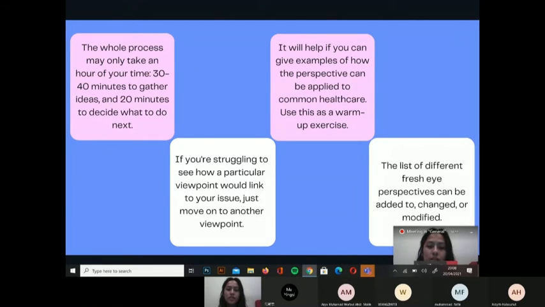The last one is that the list of different fresh eye perspectives can be added to, changed, or modified. You could set the group a warm-up task of identifying a list of different job roles and then use this in the session. Try not to censor the choice of perspectives. Some will work better than others, but all are valid.